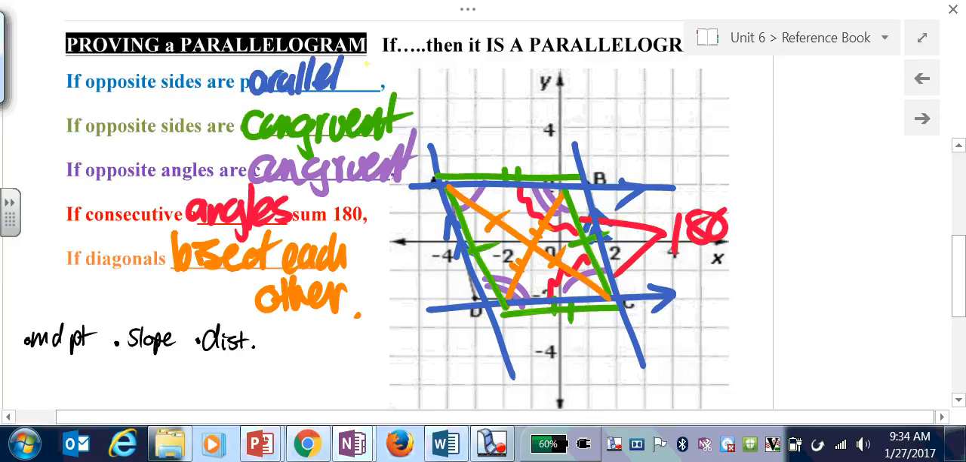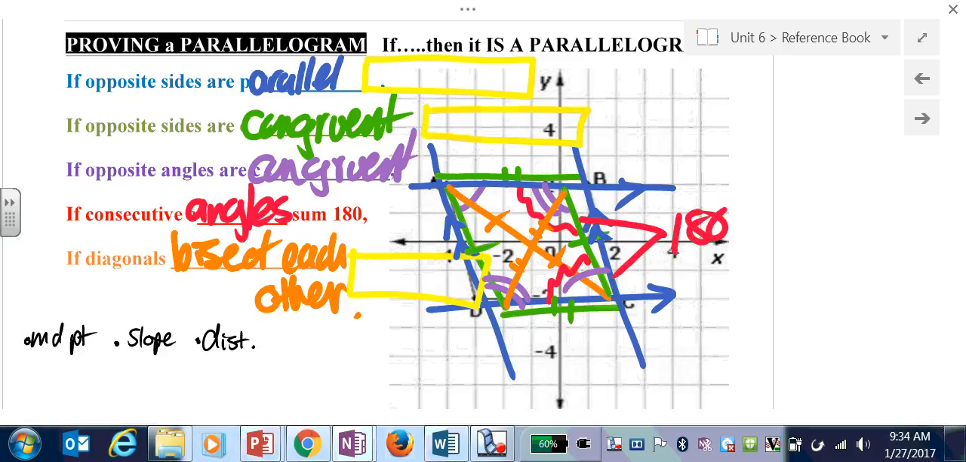Ready? Next to parallel. See that? Congruent. And this. I want you to quickly have a short discussion as a team. If I wanted to show opposite sides were parallel, would I use midpoint, slope, or distance? Why? If I wanted to show opposite sides congruent, would I use midpoint, slope, or distance? Why?